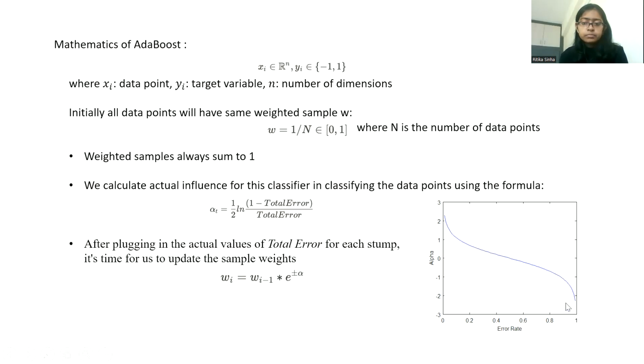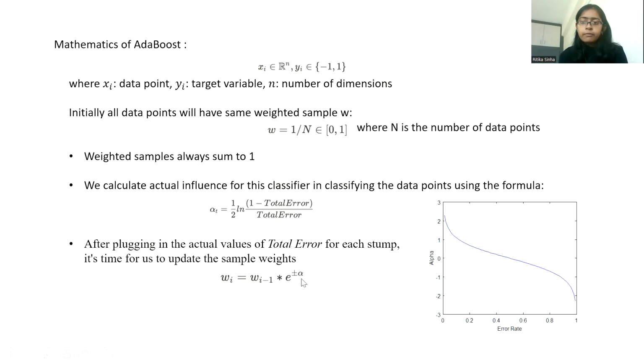Now, after plugging in the actual values of total error for each stump, it's time for us to update the sample weights, which we had initially taken as 1 by n for every data point. We'll do this using the following formula: Wi equal to Wi into e to the power plus or minus alpha. In other words, the new sample weight will be equal to the old sample weight multiplied by Euler's number raised to plus or minus alpha, which we just calculated in the previous step.